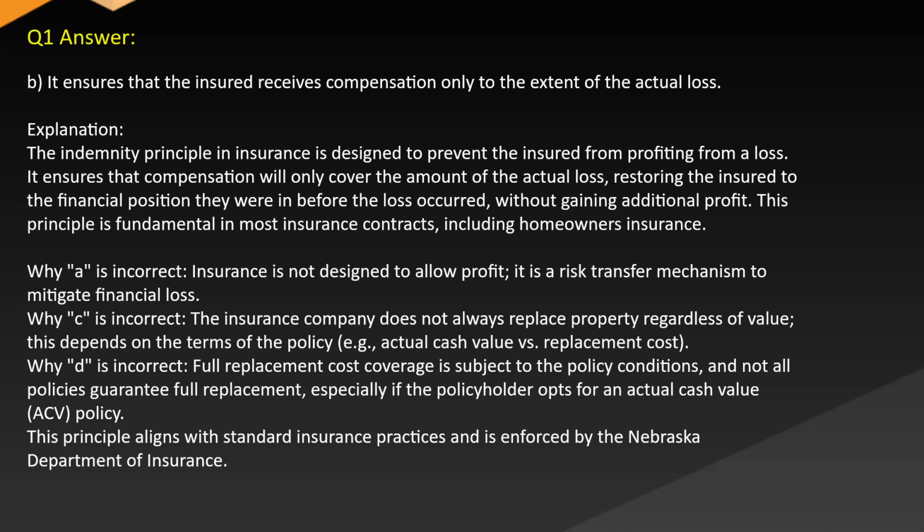Why A is incorrect: insurance is not designed to allow profit. It is a risk transfer mechanism to mitigate financial loss. Why C is incorrect. The insurance company does not always replace property regardless of value. This depends on the terms of the policy, e.g., actual cash value versus replacement cost. Why D is incorrect. Full replacement cost coverage is subject to the policy conditions, and not all policies guarantee full replacement, especially if the policyholder opts for an actual cash value (ACV) policy. This principle aligns with standard insurance practices and is enforced by the Nebraska Department of Insurance.